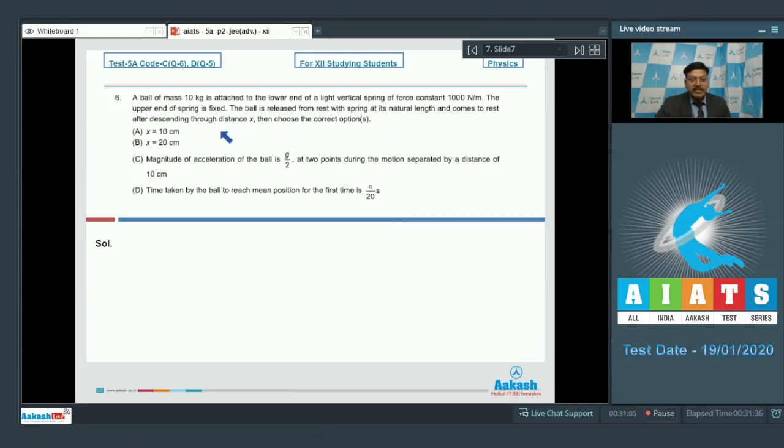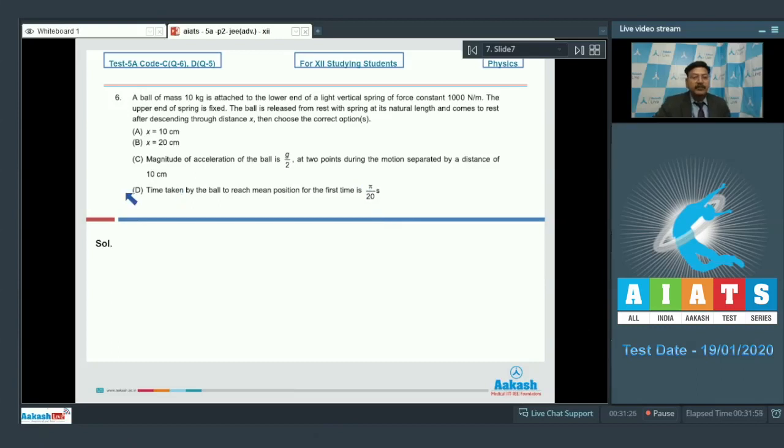Option A says x is 10 centimeter. Option B says x is 20 centimeter. Option C says magnitude of acceleration of the ball is g by 2 at 2 points during the motion separated by a distance of 10 centimeter, and option D says time taken by the ball to reach mean position for the first time is pi by 20 seconds.